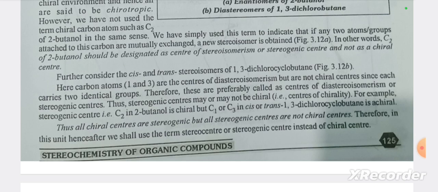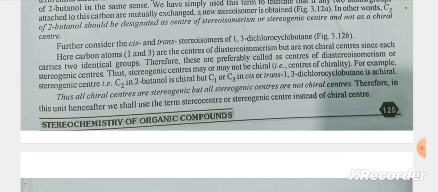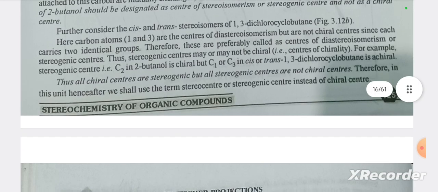We have simply used this term to indicate that if any two atoms or groups attached to the carbon are mutually exchanged, a new stereoisomer is obtained. In other words, C2 of 2-butanol should be designated as a center of stereoisomerism and stereogenic center and not as a chiral center. Further, consider the cis-trans stereoisomers of 1,3-dichlorocyclobutane. Here carbon atoms are the center of diastereomerism but are not chiral centers since each carries two identical groups. Therefore, they are preferably called centers of diastereomerism or stereogenic centers.